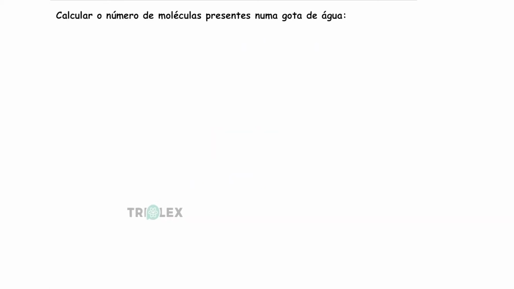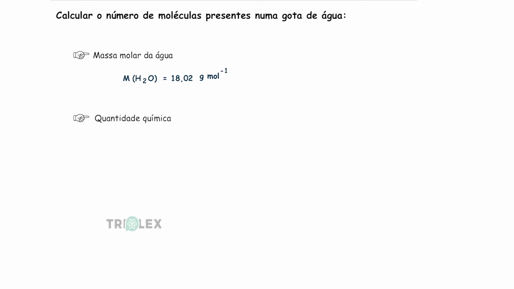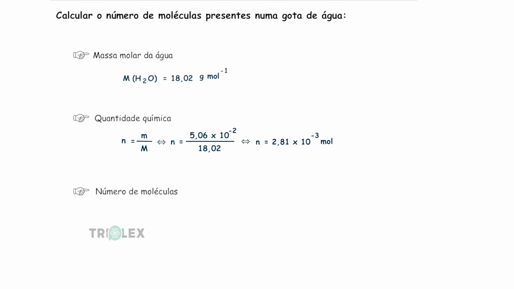To conclude, let's calculate the number of molecules there are in a drop of water. First, we calculate the molar mass of water, 18.02 g·mol⁻¹. Then, using the given formula, we'll calculate the chemical quantity of molecules there are in a drop, that is to say 2.81 times 10 to the power of minus 3 mole. The last step is to multiply the result by the Avogadro's number, 6.02 times 10 to the power of 23, which equals 1.69 times 10 to the power of 21 molecules of water.